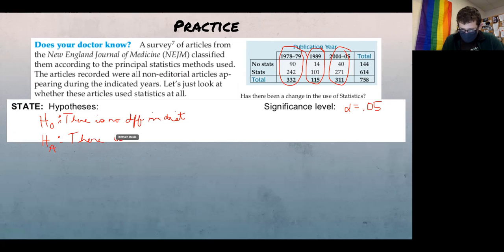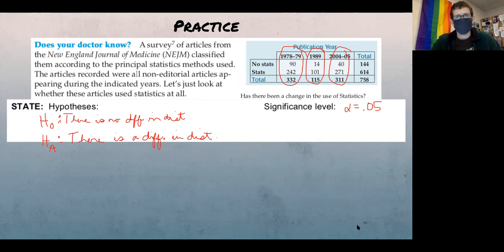And notice that we are not concerned with how the difference has occurred, or is there more use of statistics or not, or less? But we can look at the actual numbers and determine if there is a statistically significant difference. Then we can do a further analysis to say it looks like statistical use is going up over time, or it's going down over time.